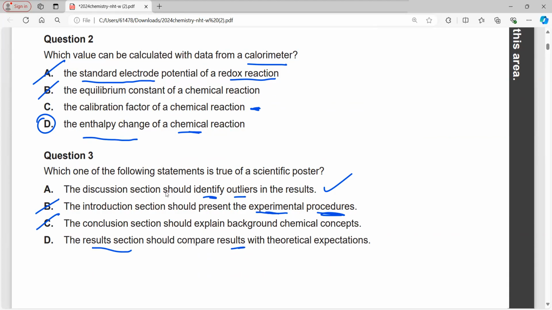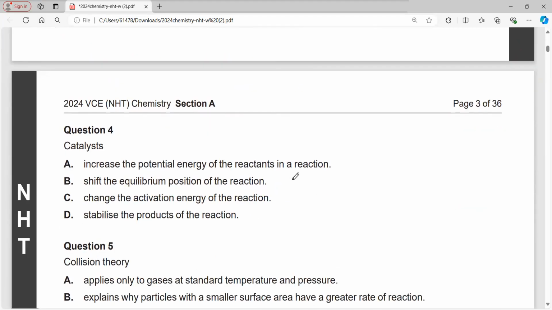Yeah, so it could. However, I guess this is more the job of the discussion, right? So the discussion is more concerned with really comparing those results with the theoretical expectations, okay? Which is why I'm leaning towards A, okay? Cool.